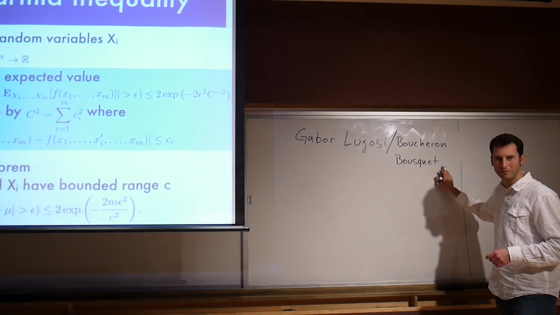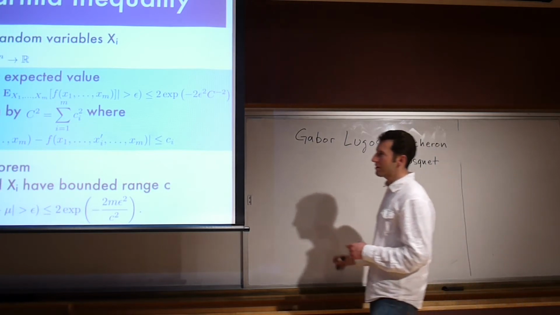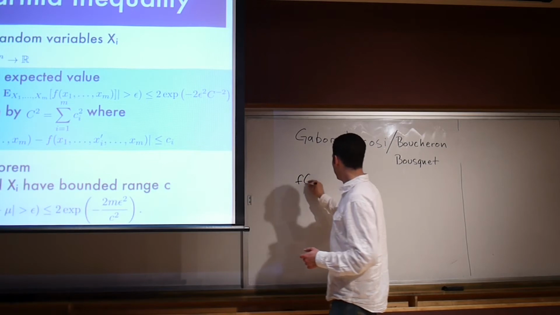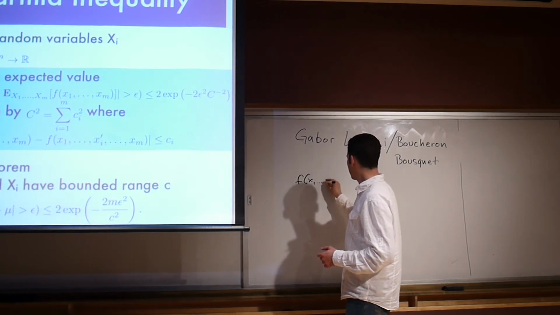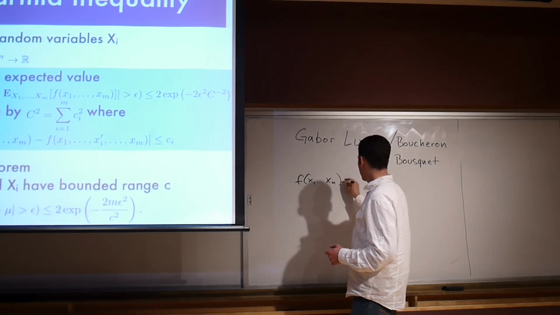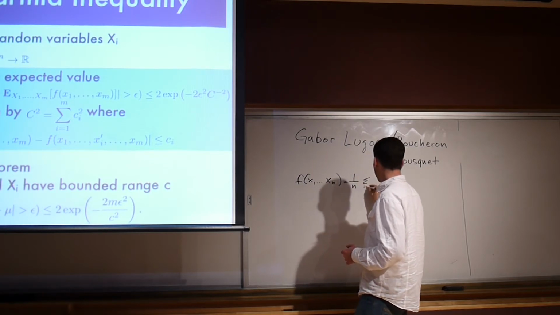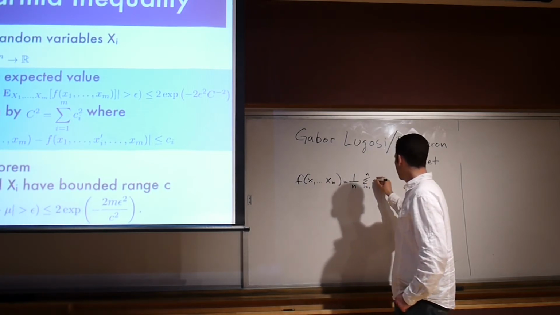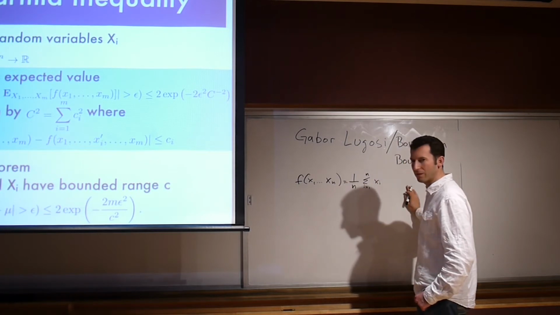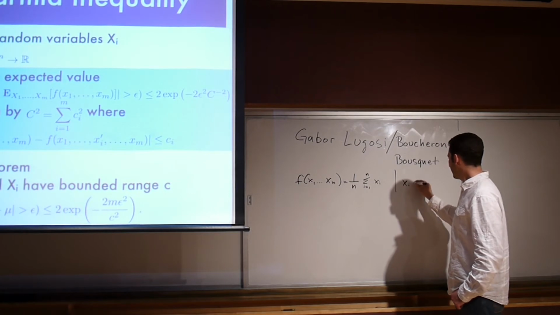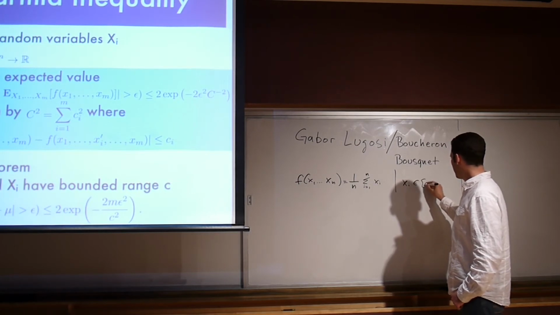Okay, so let's pick a simple function. Our function is going to be the average. F of x1 through xn is going to be 1 over n, sum over i going from 1 to n of xi. Furthermore, I'm going to assume that xi is in an interval between a and b.